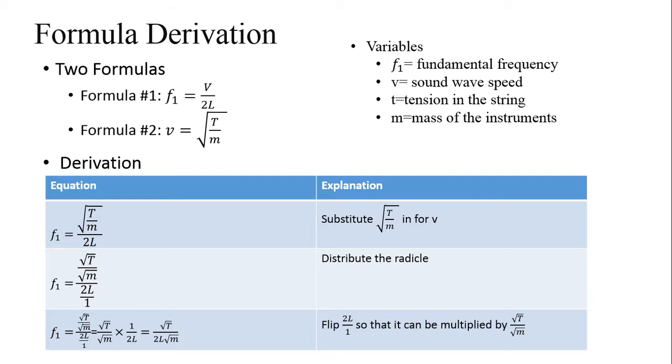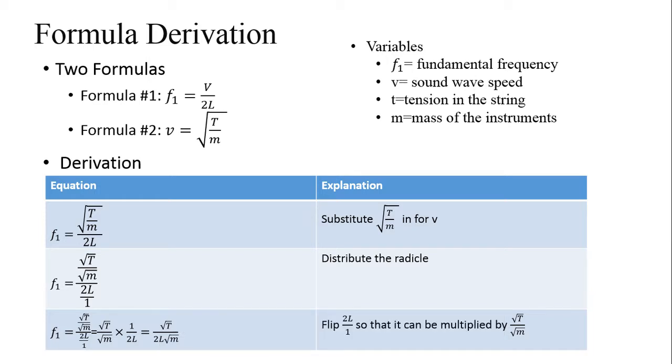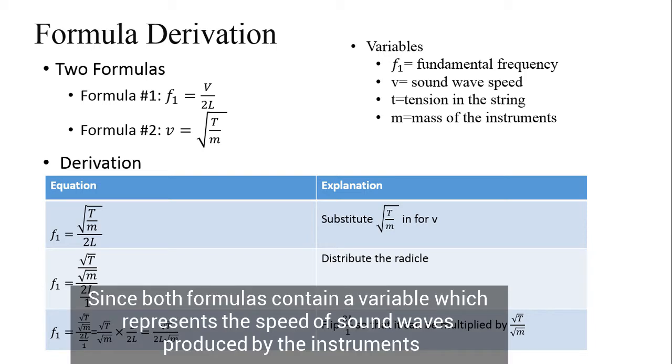To make sure we do not become confused about which variables represent what quantities, all the variables are given in the upper right-hand corner of the screen. This derivation is going to be simple because we are only going to use two formulas. The two formulas we are going to use are F1 equals V over 2L and V equals the square root of T over M, where F1 represents the instrument's fundamental frequency, V represents the speed of sound waves produced by the instrument, L represents the length of the string, T represents the tension of the string, and M represents the mass of the instrument.